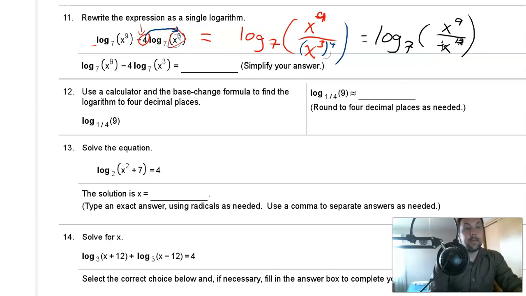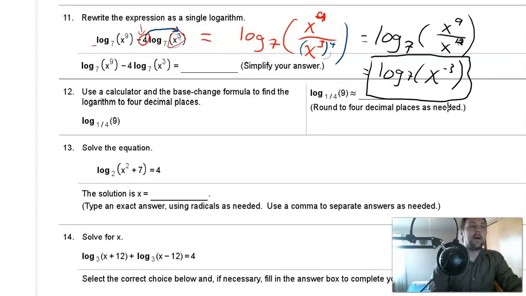Okay. Because these are both x's, they have the same base, we can simplify this by subtracting the exponents. So our final answer here should be log base 7 of x to the negative 3rd power. And I think it's okay to leave it with a negative exponent for this situation. So 9 minus 12 would be negative 3. That's how I got that. And again, I'm sorry that this is kind of hard to read here. This is a 12. I'll just write it over there.